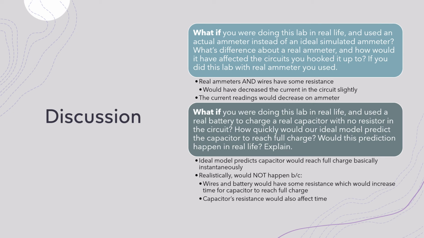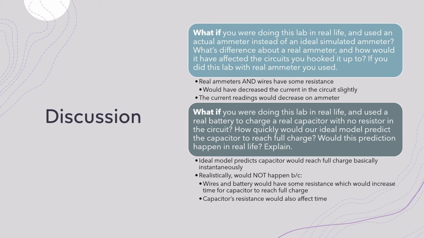What if we were doing this lab in real life and using an actual ammeter instead of an ideal simulated ammeter? What's the difference about a real ammeter and how it would have affected the circuits you hooked it up to if you did this lab with the real ammeter? So if we had used a real ammeter, the wires would have some resistance, and we would have decreased the current in the circuit slightly, so the current readings would have decreased on the ammeter due to this added resistance.